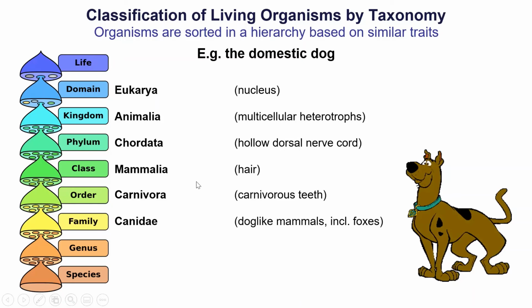They're in the family of the canines, which apparently means dog-like. That's the best information I could find about what canine is. So it includes foxes and coyotes and dogs and wolves, of course. So the genus for a dog is Canis. That means dog or hound. And the species is Lupus.